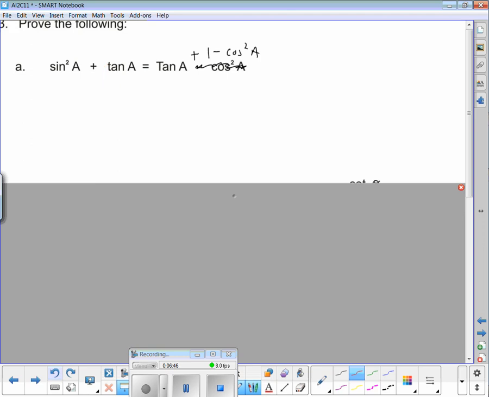Normally with these, you're just going to work off of one of the sides. So I got to choose, am I going to work off the left? Do I want to make the left look like the right? Or do I want to make the right look like the left? I'm going to choose the right-hand side. And I'm going to try to make the right-hand side end up looking like the sine squared A plus tangent A. Now, believe it or not, this is a very simple problem.